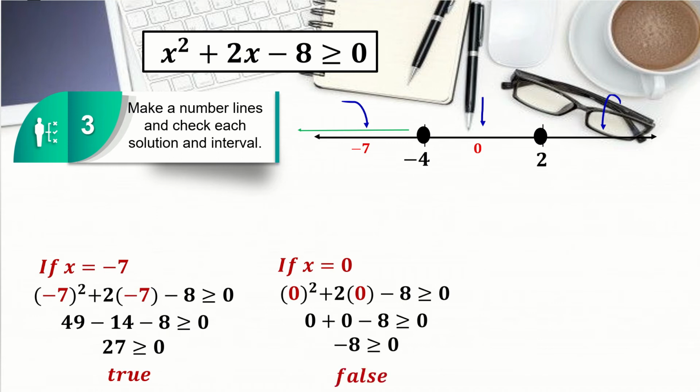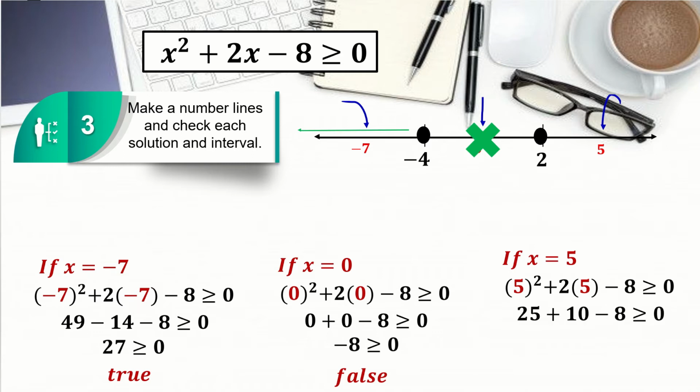So that is false because negative 8 is not greater than or equal to 0. That means this is not a part of the solution in this equation. And last, let's try 5. If x is 5, substitute 5 in the given equation. 5 squared plus 2 times 5 minus 8 is greater than or equal to 0.